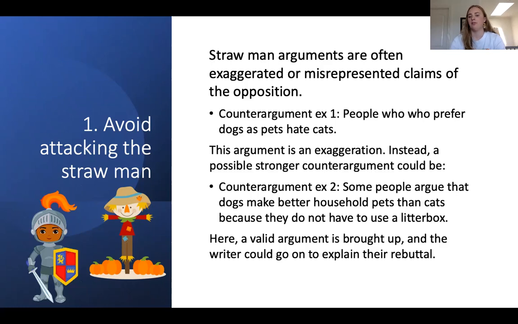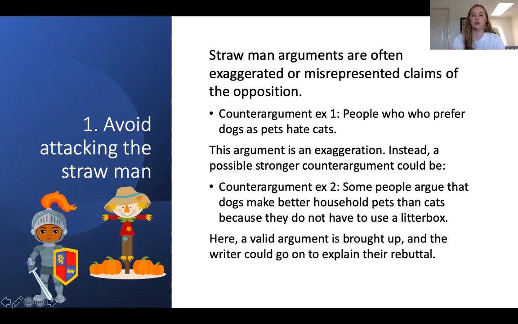So, for example, we have a potential counter argument here. People who prefer dogs as pets hate cats. Now, in this instance, we know this is an exaggeration. It is a possible counter argument, but most dog owners probably don't hate cats. There's probably a deeper reason for this. So this is a pretty weak counter argument.